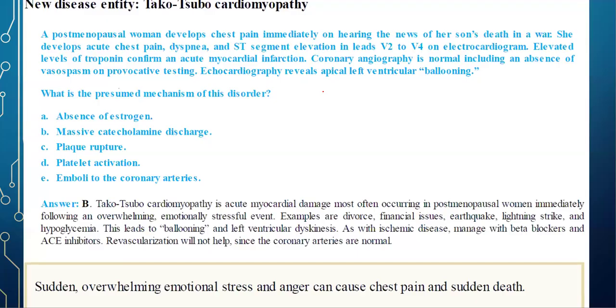Okay, now there is another kind of chest pain which many of you might not have heard about. It's called Takotsubo cardiomyopathy. Not very important for exam, but just remember, because sometimes they can give you a scenario like this. First, read this question. A postmenopausal woman develops chest pain immediately after hearing the news of her son's death in a ward. She develops acute chest pain, dyspnea, ST segment elevation on V2 to V4.